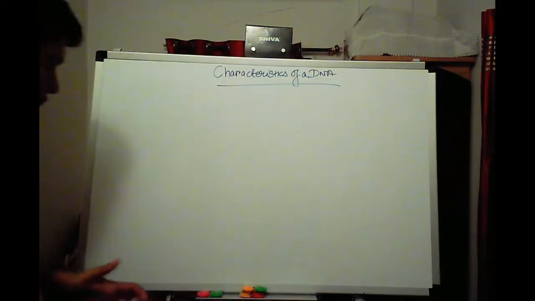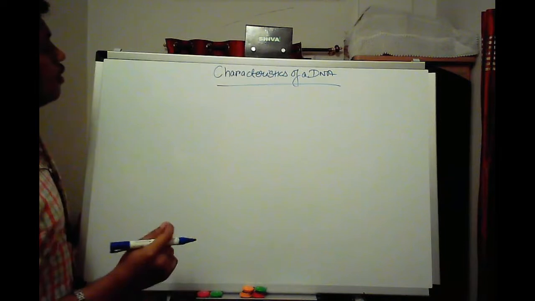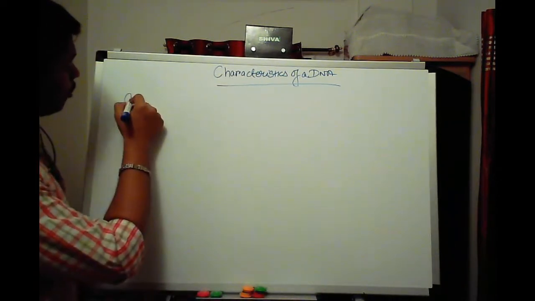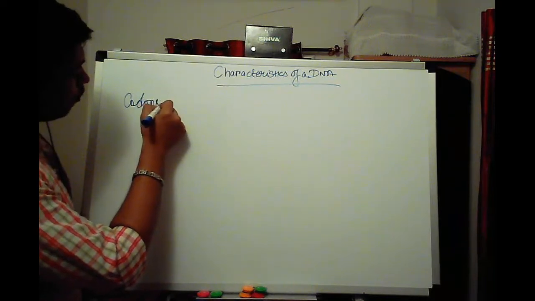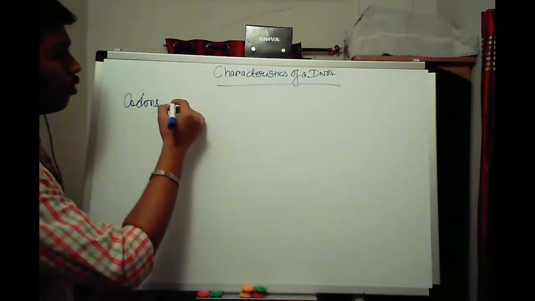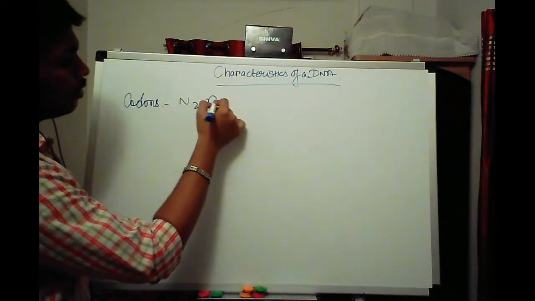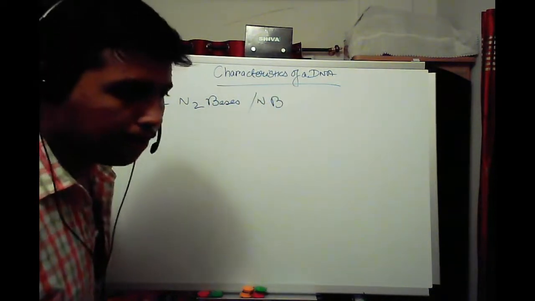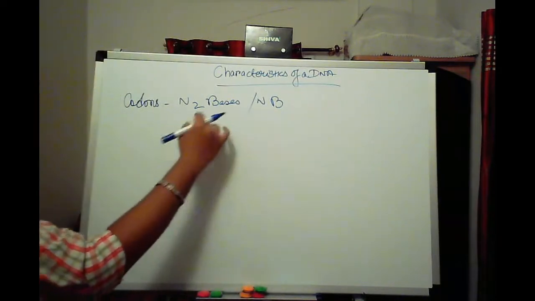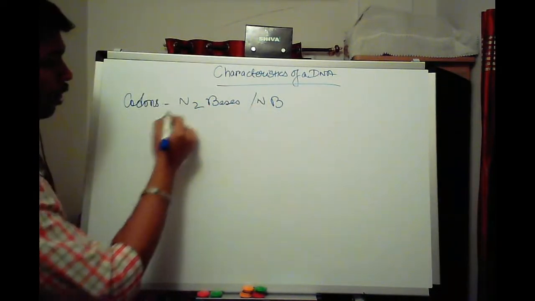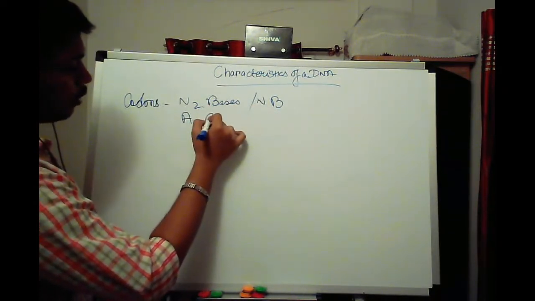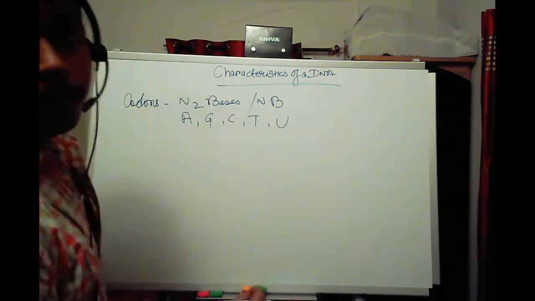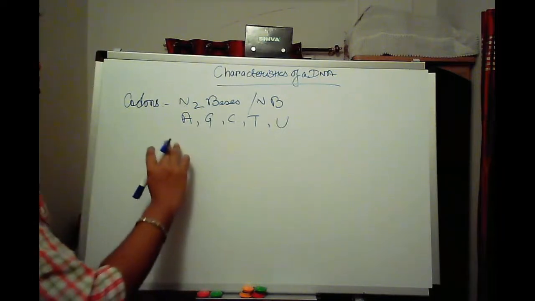Secondly, the DNA codons. What are the codons? Codons are the nitrogenous bases, N2 bases or NB, whatever you like to say. For example, you have adenine, guanine, cytosine, thymine, uracil. These are the nitrogenous bases.